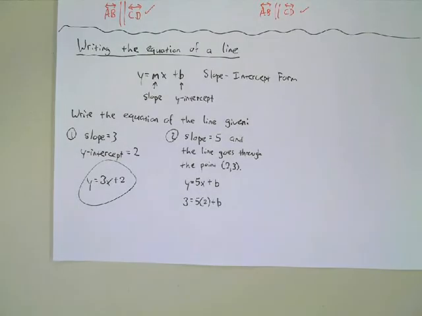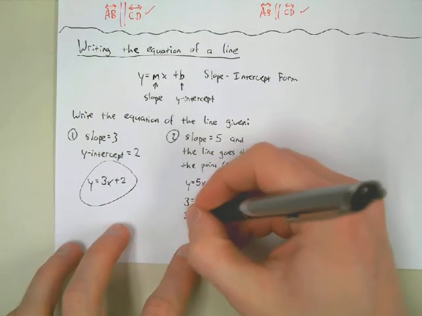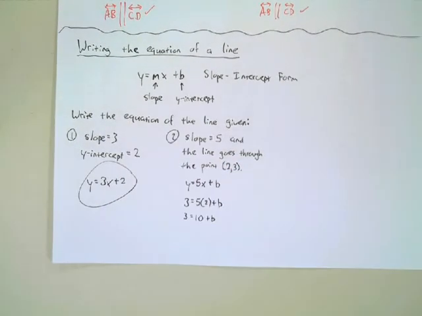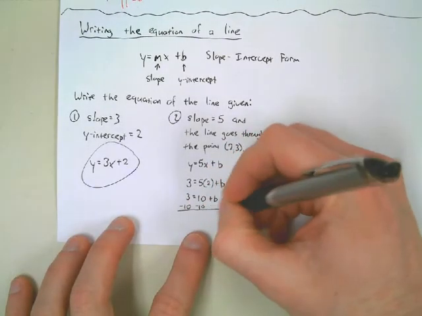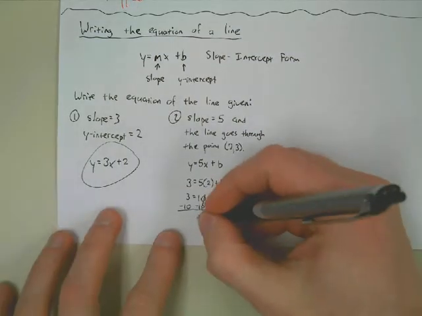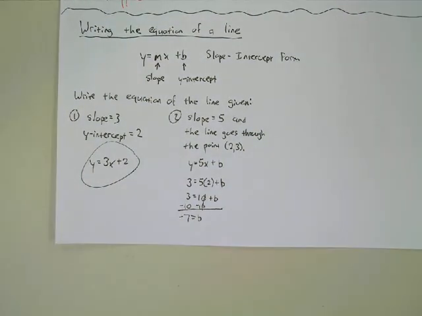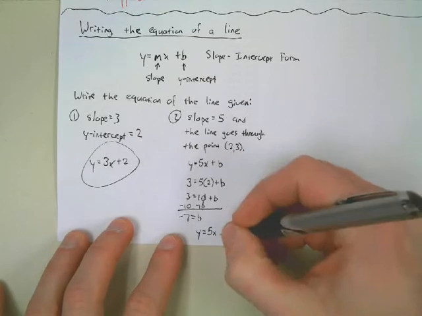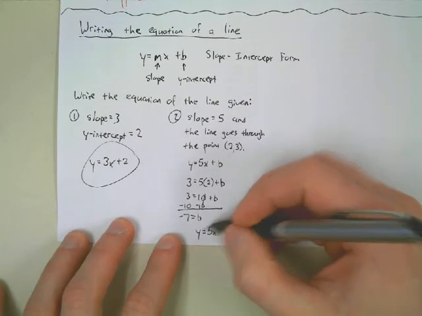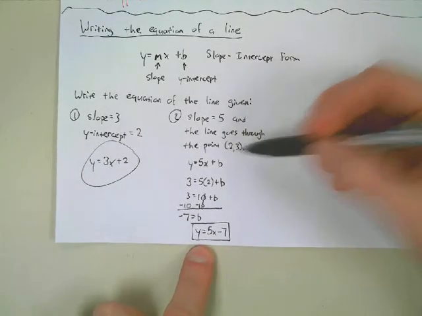So 2 times 5 here, 10, right? And then we will subtract 10 from both sides to get b by itself, to figure out what b is. And it looks like b is 3 minus 10, which is negative 7. So that means the line's equation is y equals 5x for the slope, and then the b is minus 7, or plus negative 7 if you want. There it is, the equation of the line. So this line has a slope of 5 and goes through the point (2, 3).